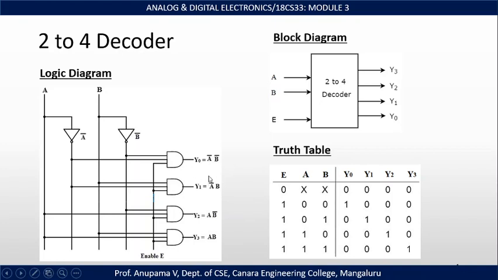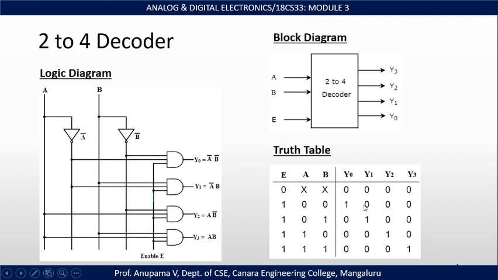Each output representing one of the minterm of two input variables, that is Y0 is equal to A bar B bar, Y1 is equal to A bar B, Y2 is equal to A B bar and Y3 is equal to AB. The two inverters provide the complement of the inputs and one of four AND gates generate one of the minterm.